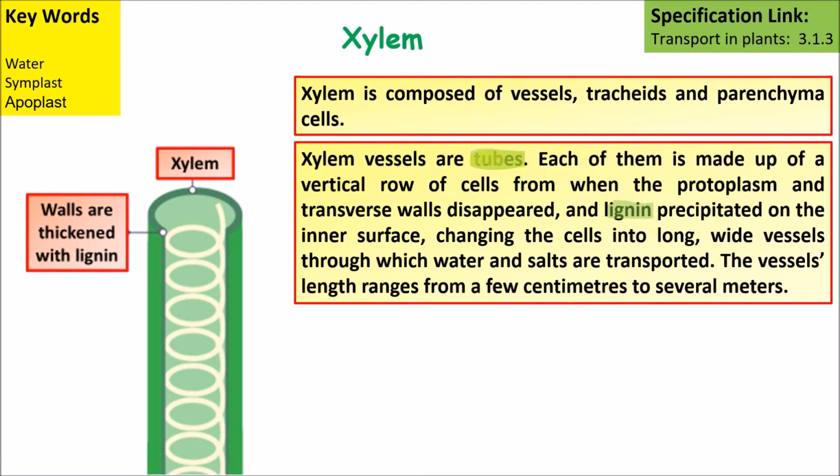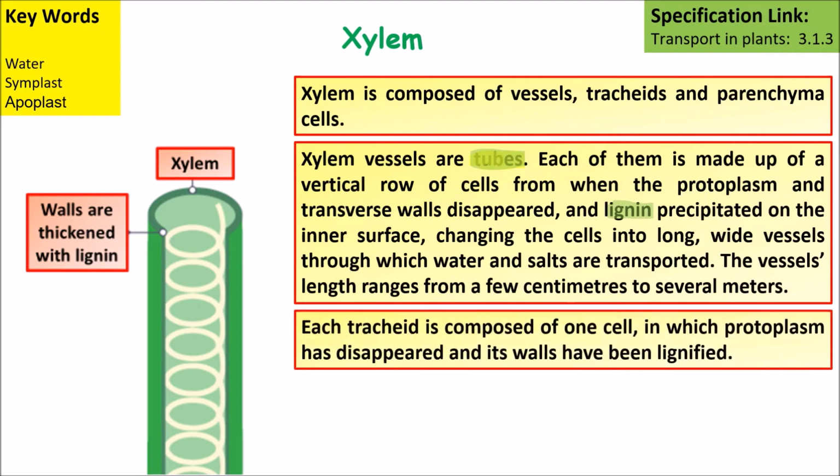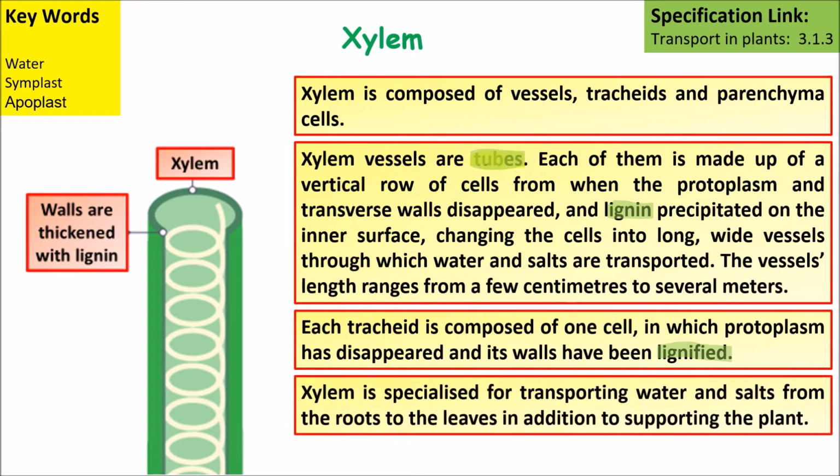The vessels range in length from a few centimetres to several metres. Each vessel is composed of one cell in which the protoplasm has disappeared and the cell walls have been lignified. So xylem is specialised for transporting water and salts, primarily from the root to the leaves.